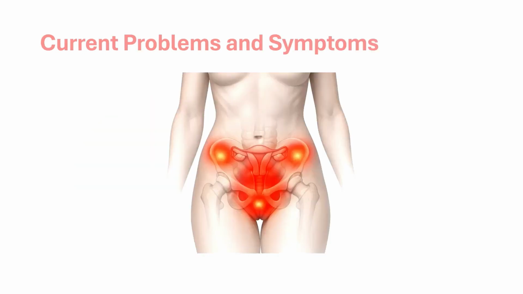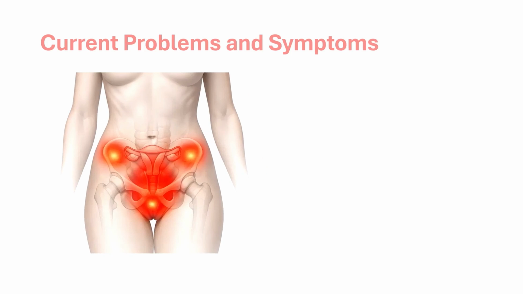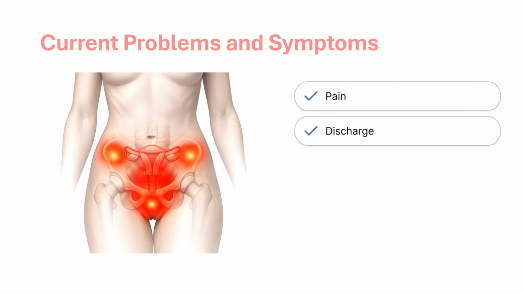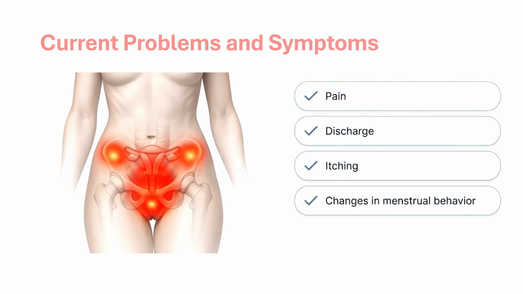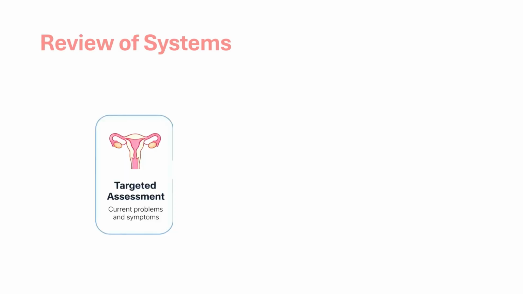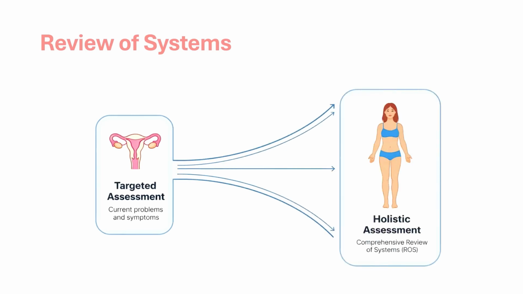Current problems and symptoms: detailed description of current gynecologic symptoms, such as pain, discharge, itching, changes in menstrual behavior, etc. Review of systems: comprehensive assessment of the patient's overall health, including any symptoms that are not directly related to gynecology but could affect treatment decisions.